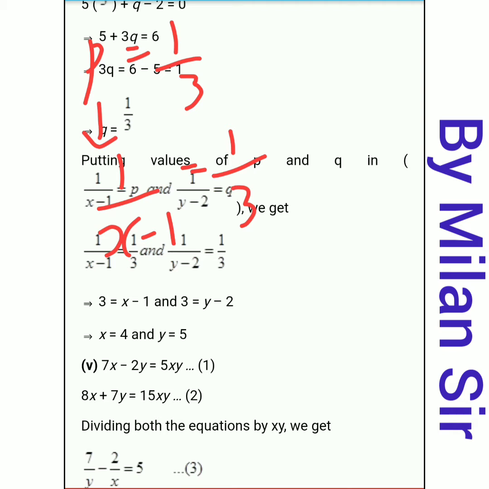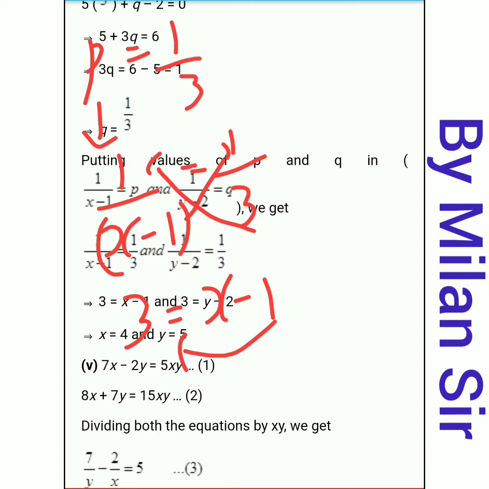So we can put the value P is equal to 1 upon x minus 1, which is equal to 1 upon 3. Now this x minus 1 goes to the numerator if it is transferred to the right hand side, and 3 is multiplied with this 1 because it goes to the left hand side, so it goes to the numerator. So 3 ones are 3 is equal to x minus 1. Okay, x minus 1 is equal to 3. Now transfer this minus 1 to the left hand side, so it becomes plus 1, is equal to x. So x is equal to 3 plus 1, 4. Okay, x is equal to 4.